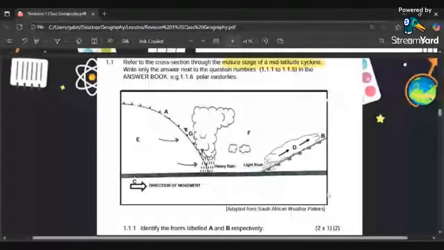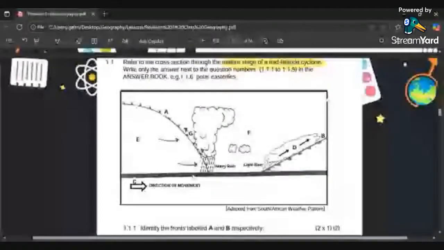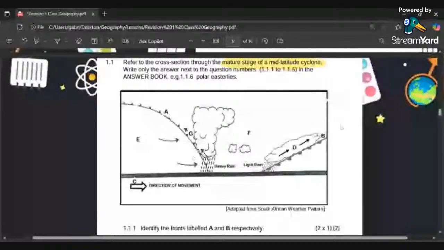In studying this topic, remember, you must know the formation: how it develops from the formative stage to the occlusion stage. Be able to draw the stages, label them and give a brief description of each stage. That is very important for mid-latitude cyclones. Remember, they move from west towards the east in the southern hemisphere. So at A, this is your cold front, at B is your warm front, and C is your direction from west to east.